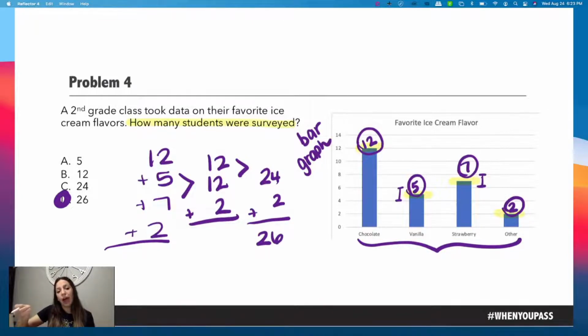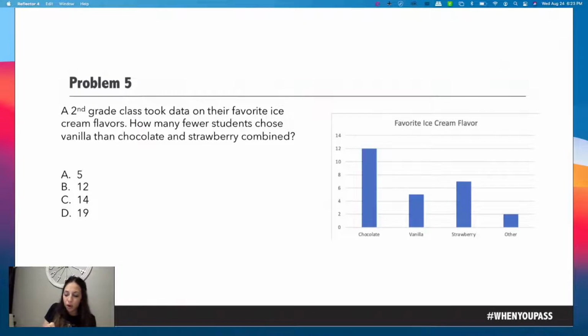It's the same graph. We're just answering an additional question about that graph, because I wanted us to be able to use the same graph to prove that a lot of different questions can be asked about one graph. So here's the same graph with the same values of people who like chocolate, strawberry, vanilla, and other. How many fewer students chose vanilla than chocolate and strawberry combined?